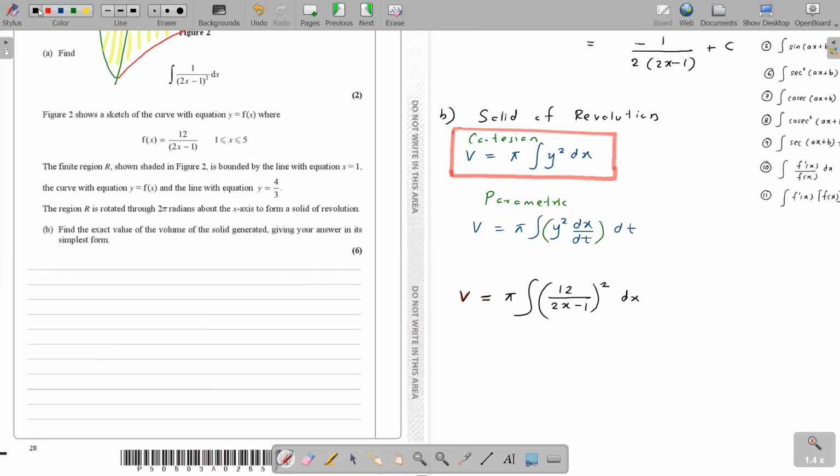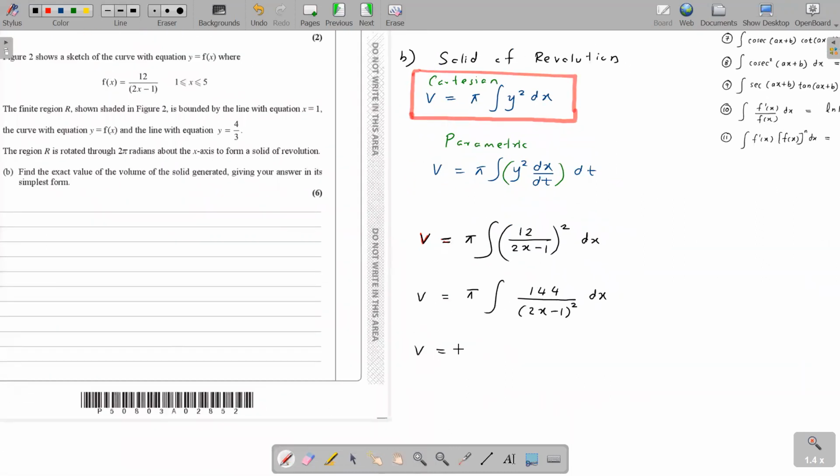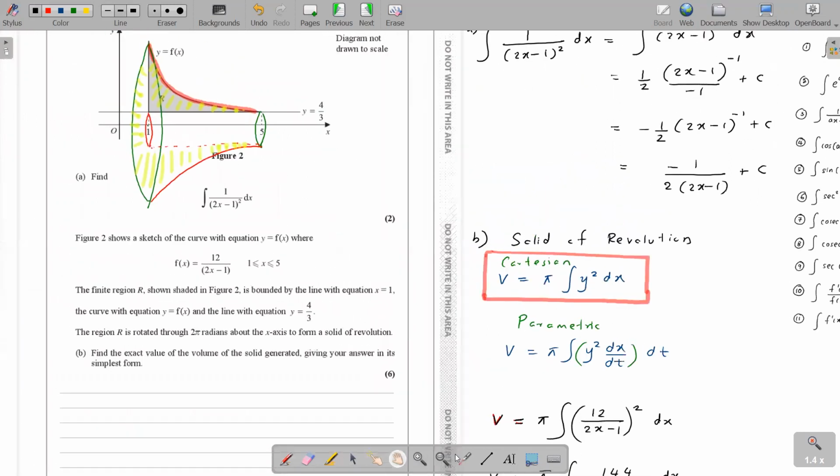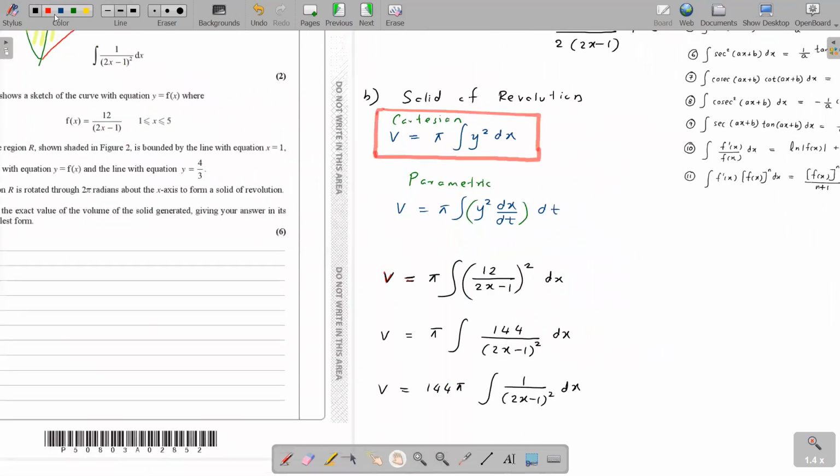So let's work on this now. Pi, so integration, this is 12 square, 144 over (2x minus 1) square dx. The 144 is a constant, you can take it out. 144 pi integration of 1 over (2x minus 1) square with respect to x. By the way, what are our limits? The limits start at 1, end at 5. Can you see? Your limits start at 1, end at 5.